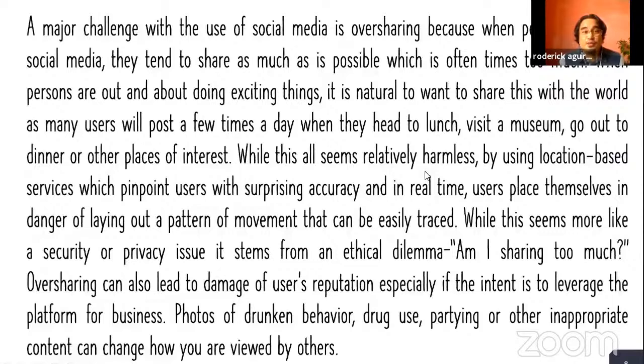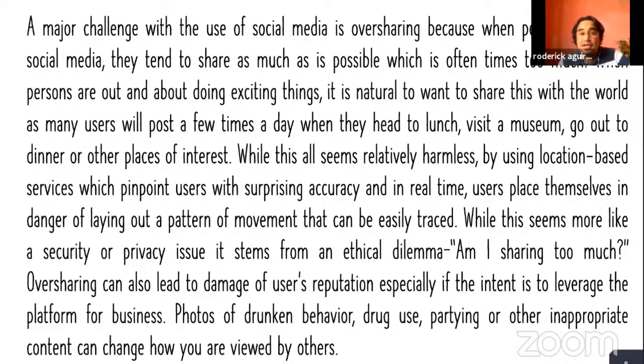A major challenge with the use of social media is oversharing, because that's against the privacy of the person too, and we need to seek permission if we are going to share another person's post to our post or to other social media platforms. We need to seek permission, because otherwise we can be sued for cyberbullying.